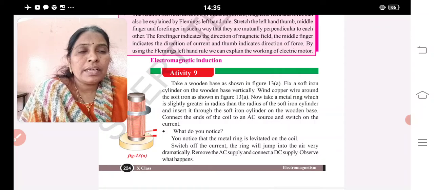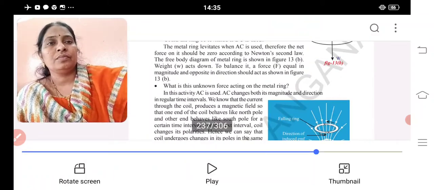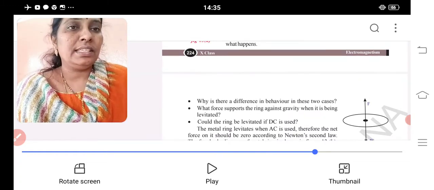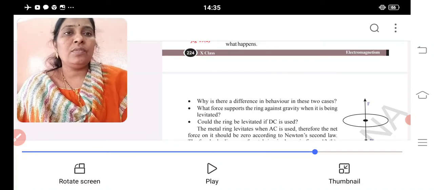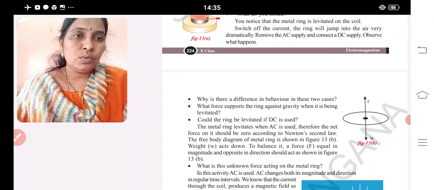Remove the AC plug and connect to DC. Observe what will happen. What is the difference in the behavior of the two cases? What force supports the ring against gravity when it is being elevated? Could the ring be elevated when DC is used?